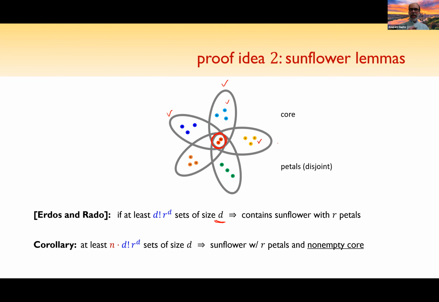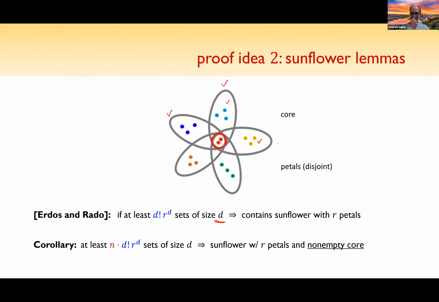And Erdős and Rado proved that if your set system is large, then it contains a large sunflower. And it's a simple proof by induction. Very nice. Actually, in recent developments, Alweiss and company gave a very nice improvement of this using an information theoretic argument.